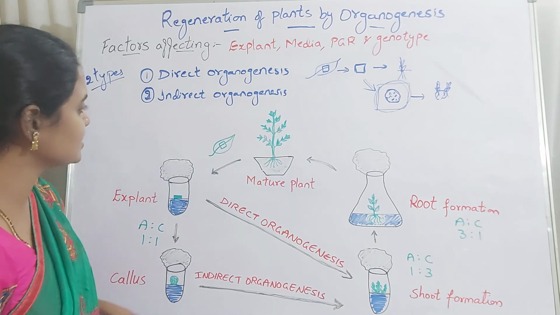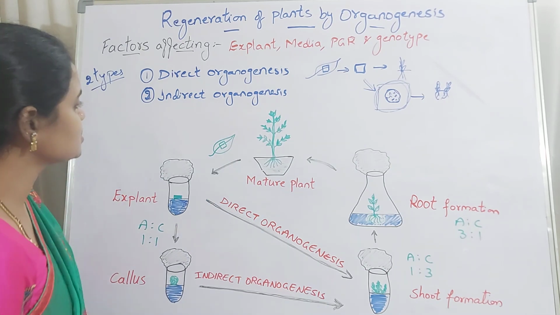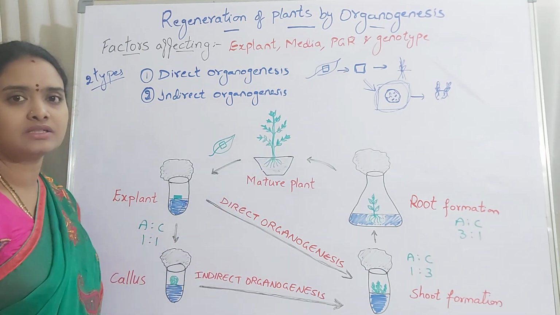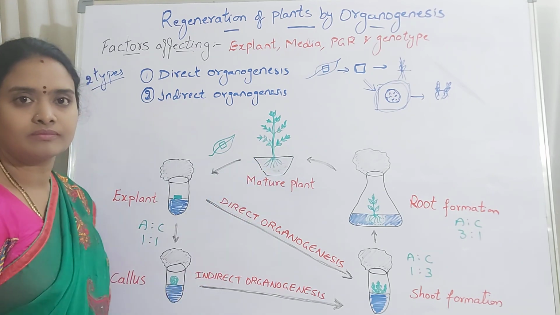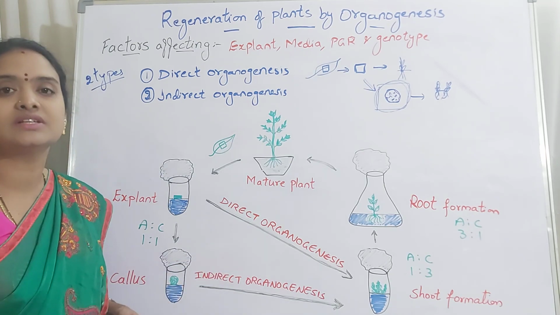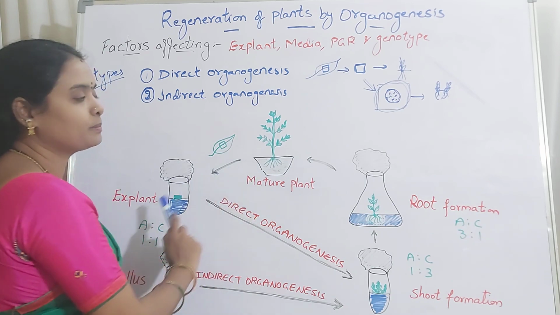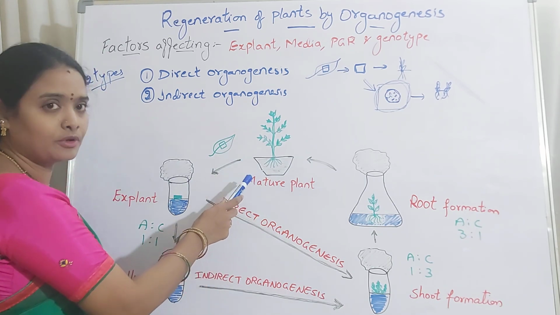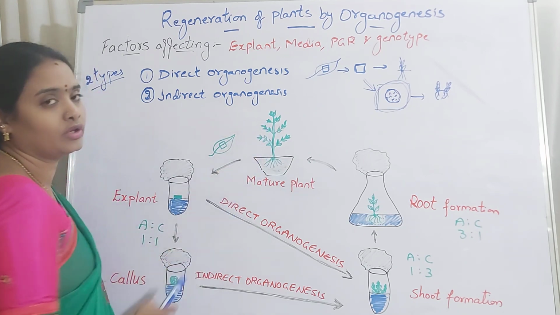So let us see in the lab what we are going to perform. So first you are going to select the mature plant. So here the mature plant is rooted in the soil, which has flowering and fruiting ability without any diseases, right? So now you are going to select the mature plant. You know the genotype of the plant. Then here you are going to select what explant you are going to take.